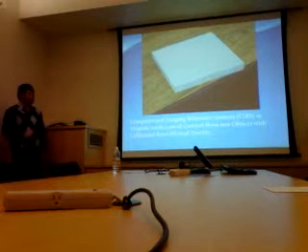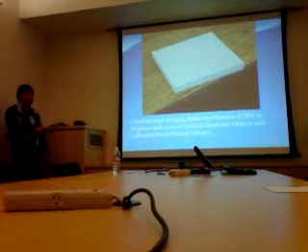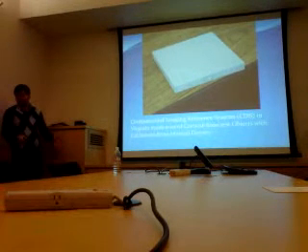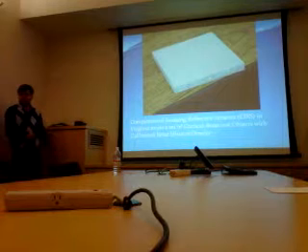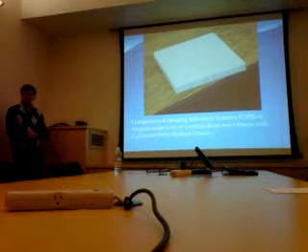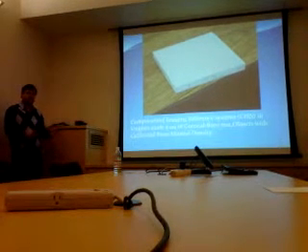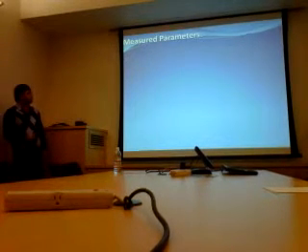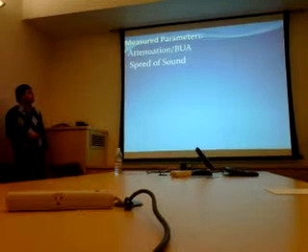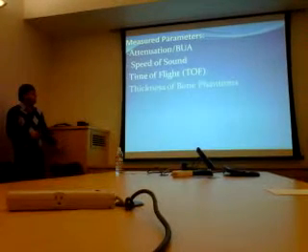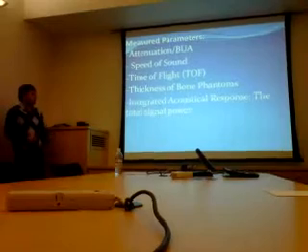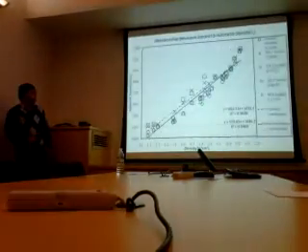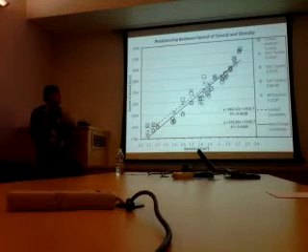Here are the bone phantoms that we use for our study. We have 17 different bone phantoms made by this company in Virginia, CIRS, and each bone phantom has its own calibrated bone mineral density. The range of our phantoms in density is the same range as the human skeleton. Measured parameters include attenuation, speed of sound, time of flight, thickness of bone phantoms, and integrated acoustic response, which is the total power of the signal.